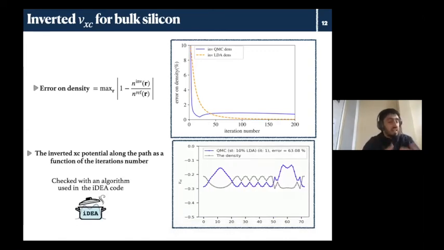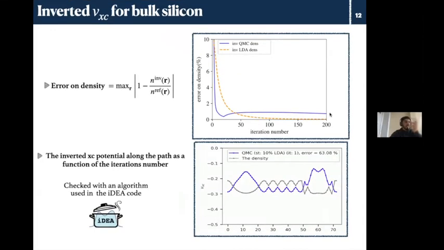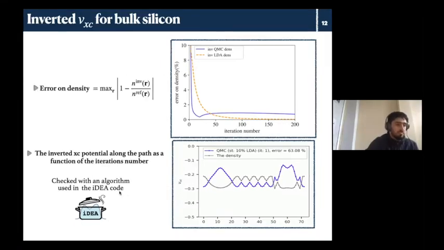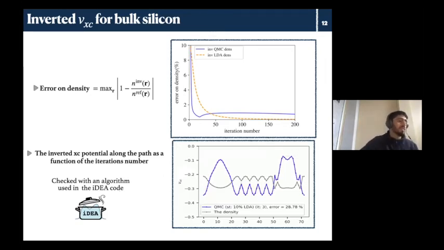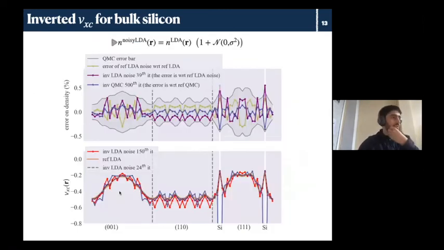These spikes, even the VXC is very spiky, it gives very good density compared to the QMC density. I also checked these spikes by changing the inversion algorithm to an algorithm used in the IDEA code, and I got the same results. I think the source of these spikes is the stochastic noise of the QMC.